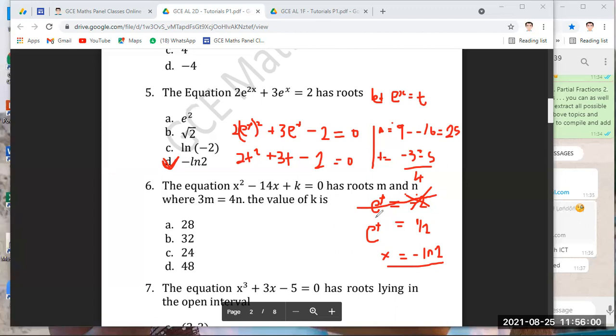But we are looking for x, so we take ln on both sides. We are taking ln on both sides because the base here is e. If it was 10, we could take log, or for any other number, we can take log. So x is equal to ln 1/2, which is the same as ln 1 minus ln 2, but ln 1 is 0. So we just have negative ln 2. That's why our key here is D. This one is a good one now.